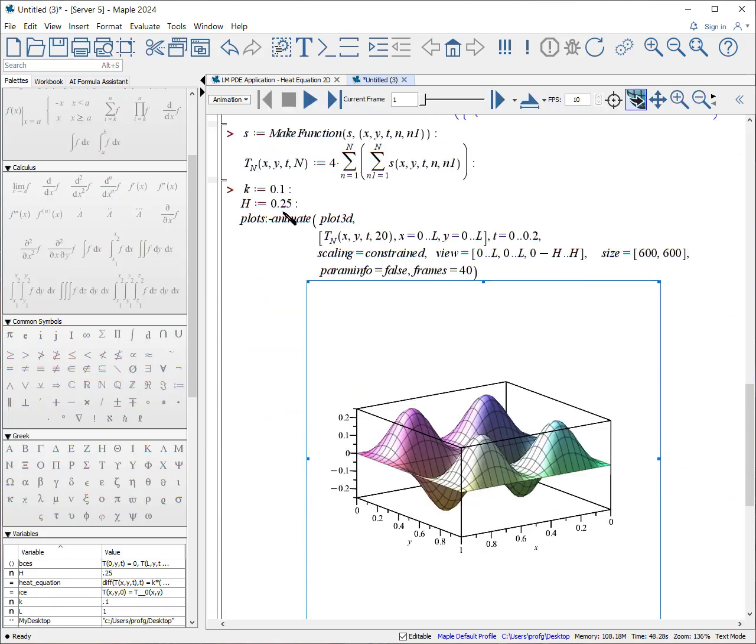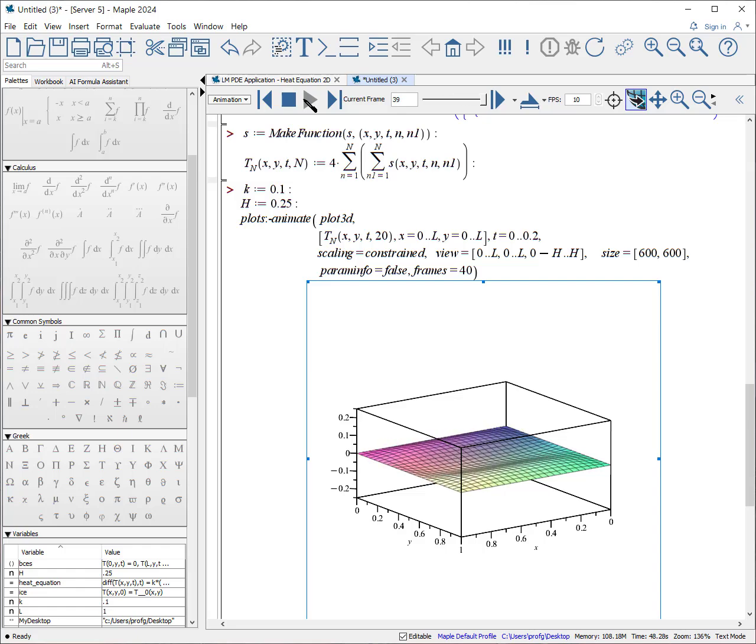And here we are going to animate it with 20 terms. We'll click on it, hit go, and again it smooths out to the equilibrium position.